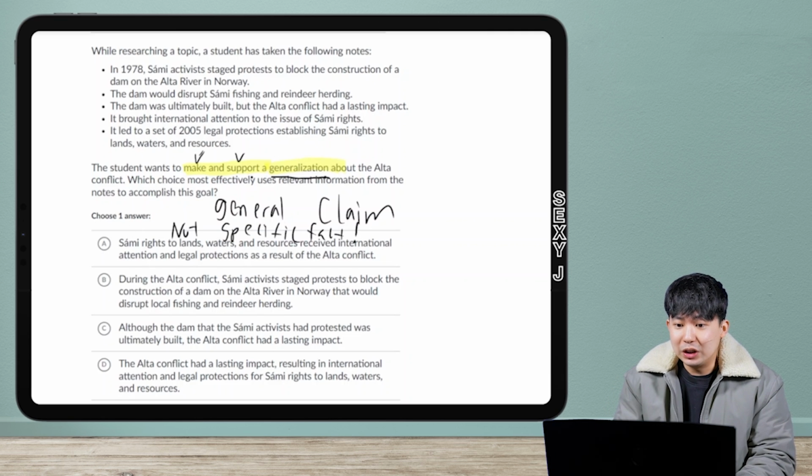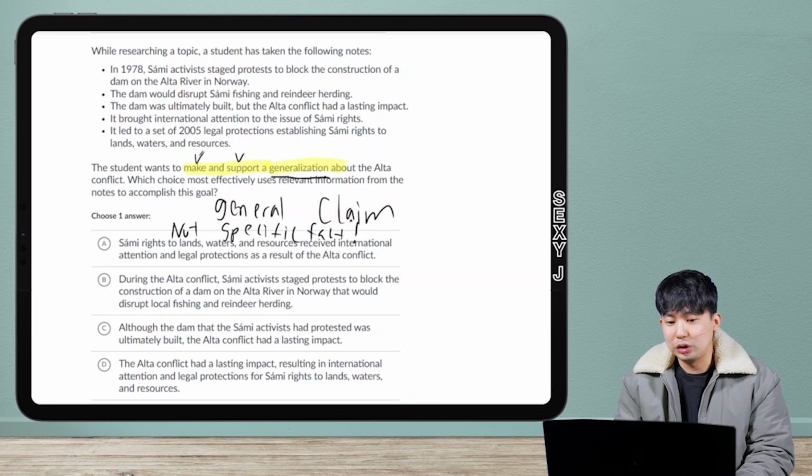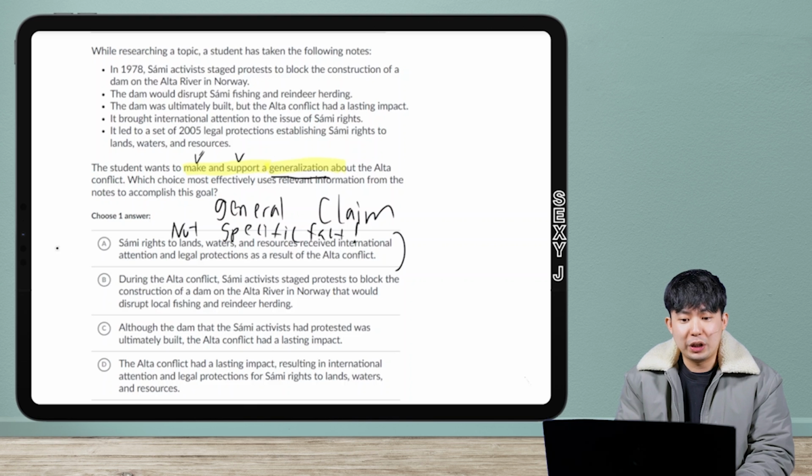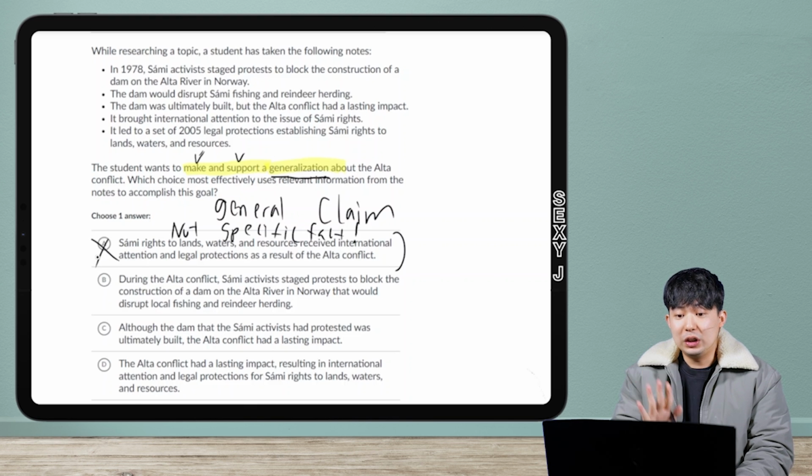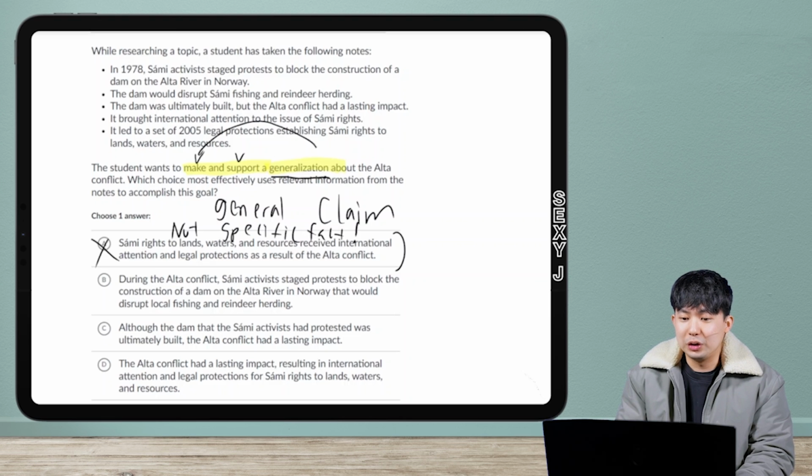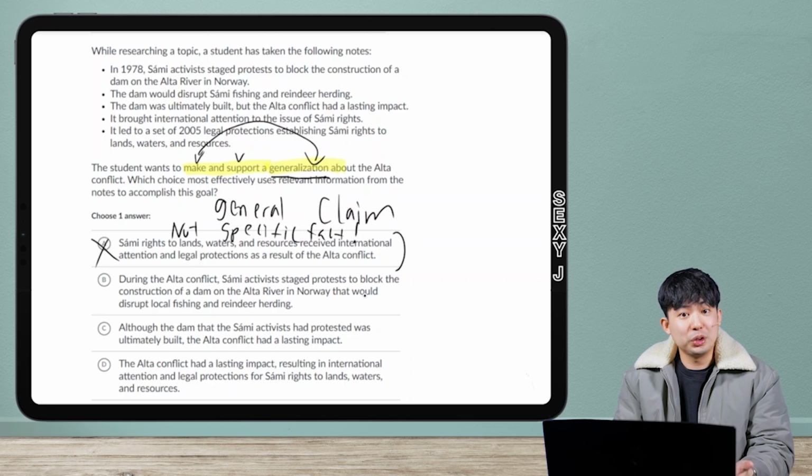A, okay? Is this a generalization? No, it is not, because that is a specific fact. Lands, waters, resources, international tension, blah, blah, blah, blah, okay? So it only has that part, so it cannot be the answer. Now, this is a multi-layered answer. Multi just means two, really. I need to make a generalization. So I do need to look for a general claim without specifics. So A is out because it only has specifics. There is no general claim. What about B? It's the same thing. It's just more detail, right? That is, again, not a generalization.